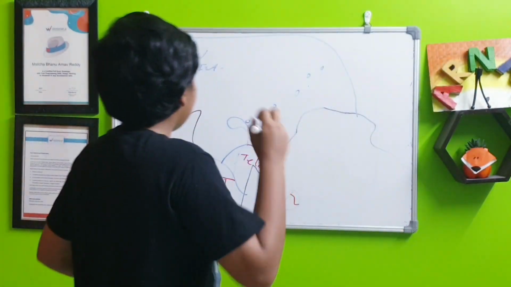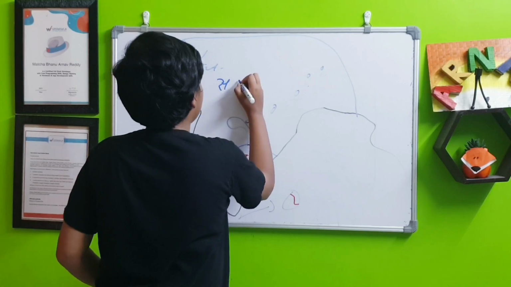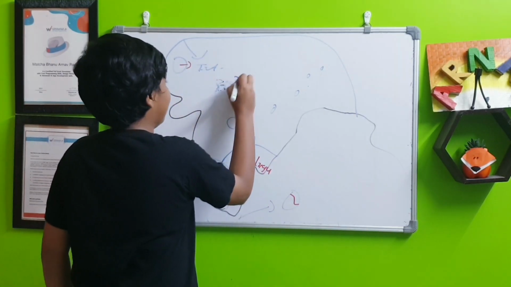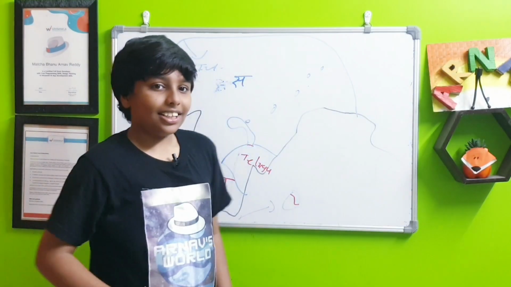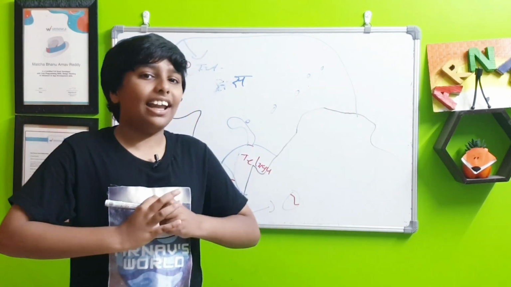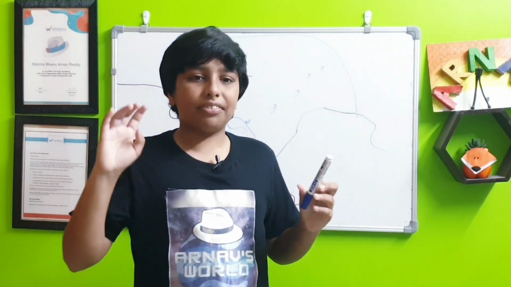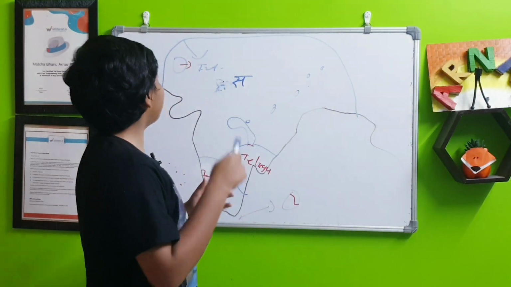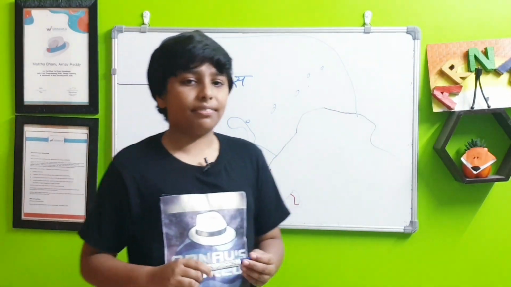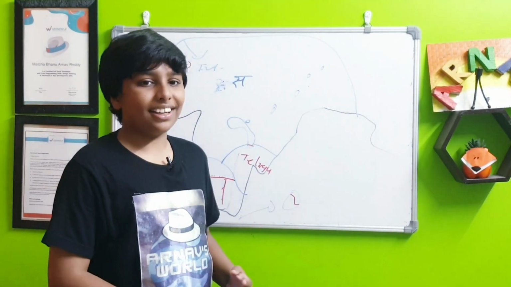Wait, let's use another marker, another blue marker. Sanskrit. I'll just write Sa to represent Sanskrit.